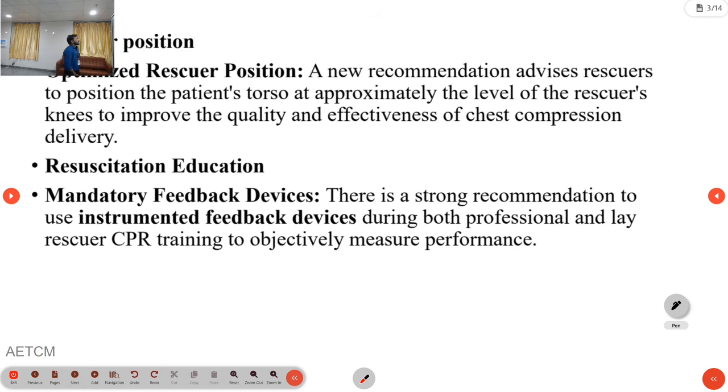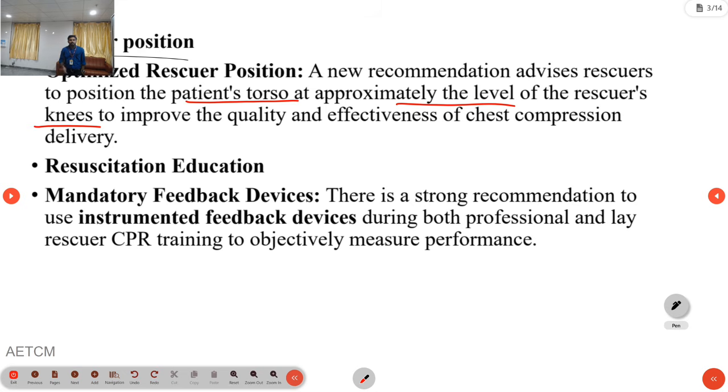Then the next update is rescuer position. The person who is performing chest compressions is called the rescuer, and if you have a cardiac arrest victim, the patient's torso should be approximately at the level of the rescuer's knees.